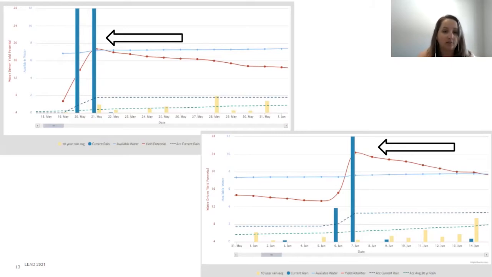Our water-driven yield potential is still reacting a bit from the install, but there was definitely some influence from that rain to spike that water-driven yield potential. Crop available water, however, did not have a significant increase. This is telling us likely that our soil is sitting near saturation, which means that there's not a lot of room for that soil to absorb that much moisture, therefore not adding any additional moisture to what is crop available.